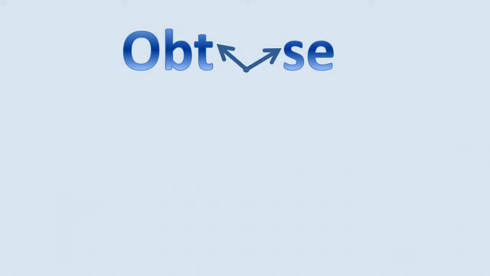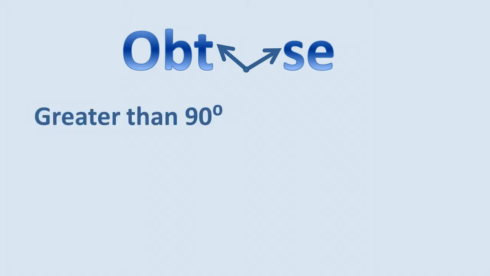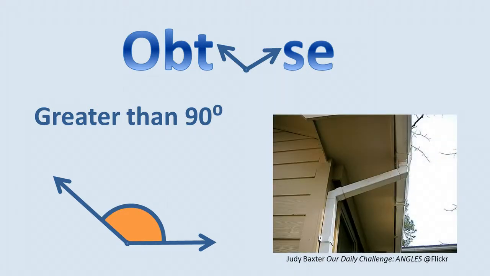Another kind of angle is an obtuse angle. From our 90 degrees, it's greater than 90 degrees, and so you'll see that it opens up bigger. An example of this would be this drain spout here. If you look here, there's a ray and there's a ray. It's bigger than 90 degrees and it's opened up.